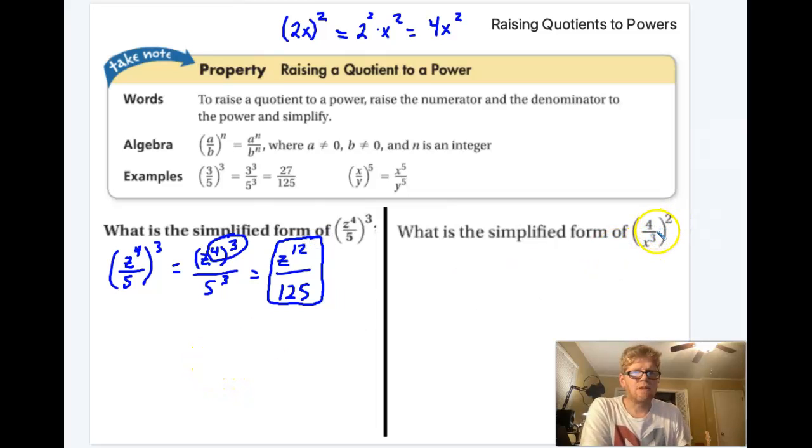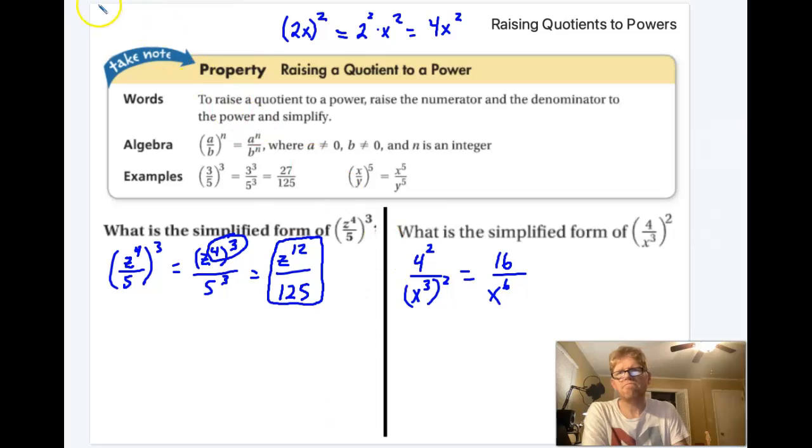What about this one? Still pretty easy. We know that we're going to raise both of those to the second power. So that's going to be 4 to the second power over x to the third to the second power. So that'll be 16 on the top, and x to the sixth on the bottom.